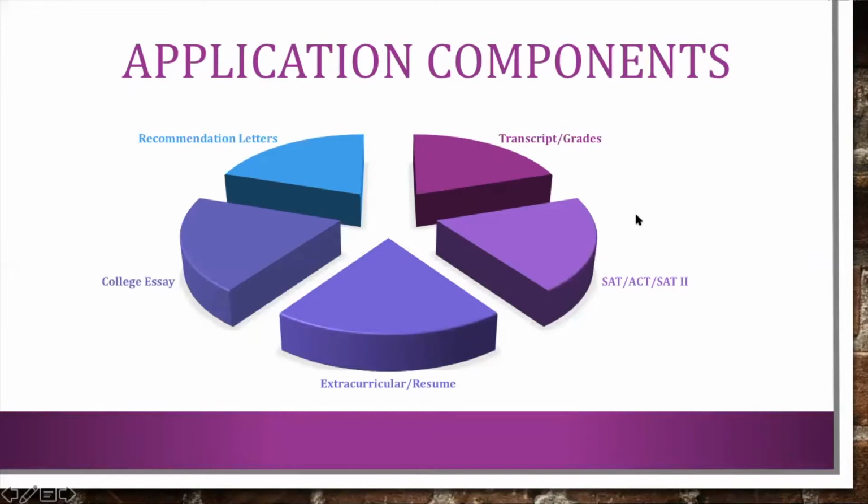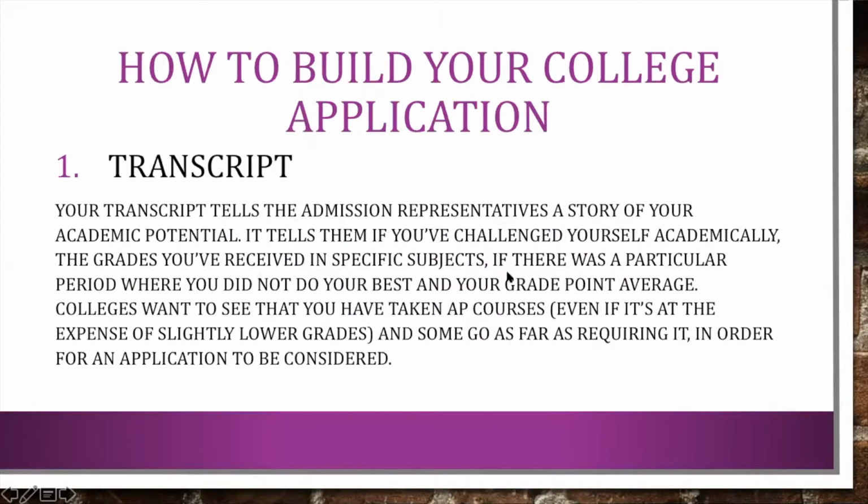So now we're going to talk a little bit about the components. So we looked at the 5 components of the application. Your transcript. I told you a little bit more about what your transcript was earlier in the presentation. If you're unclear about what your transcript is, you should go ask your college advisor in your high school, which is usually your guidance counselor, and ask for a copy of your transcript. You want to bring it home and read it with your parents so everybody understands what that is.